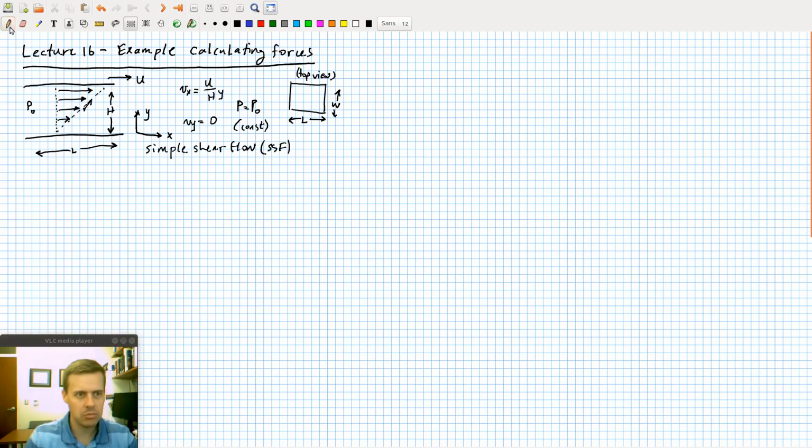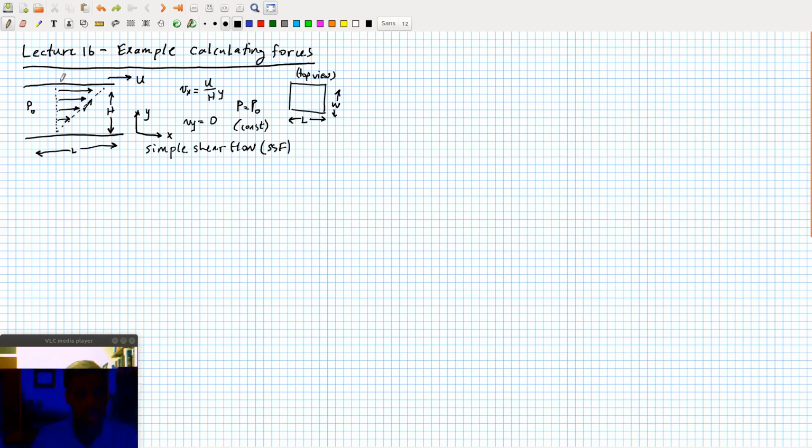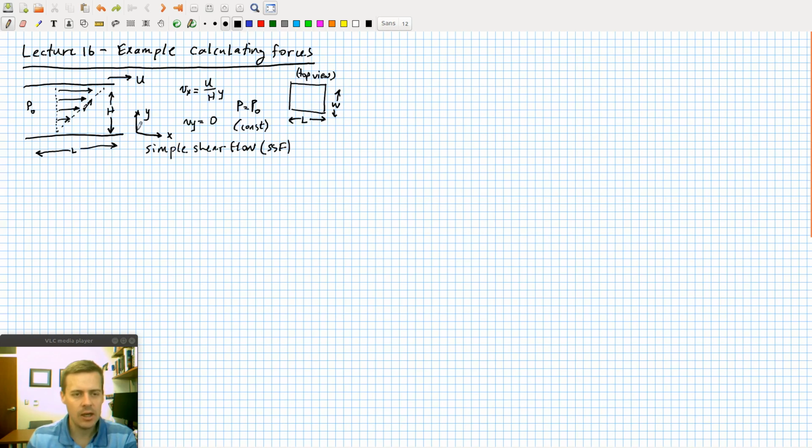Hopefully simple shear flow is familiar to you. So here we have two parallel plates. The top plate is moving with velocity u. The plates are separated by a gap h. And here the coordinate system I've set up is x in this direction, y in this direction. So y equals 0 is down here, y equals h is up here. I'm going to call x equals 0 here, and x equals L at the end of my plate.